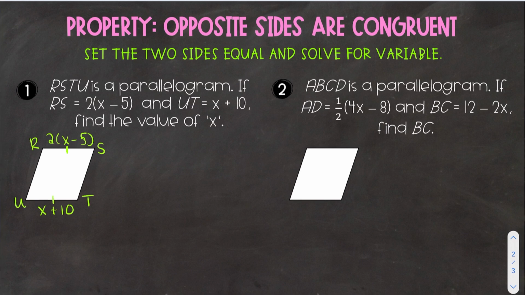Find the value of x. So we know that opposite sides are equal. They're congruent. So in order to solve for the variable x, we're going to go ahead and set them equal to each other.